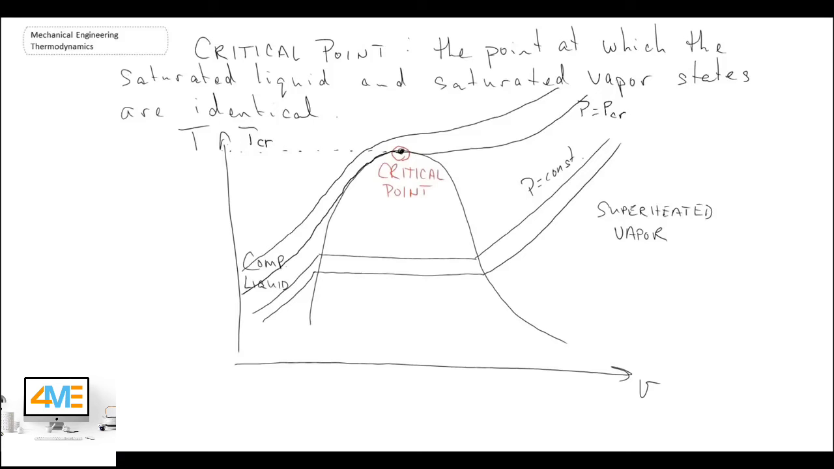So that is the critical point, and it is something that we'll be using for a number of different cases. On the left-hand side here, if you recall, this is our saturated liquid line. And on the right-hand side, this is the saturated vapor line. So the critical point is something that you'll have to recall for certain problems.